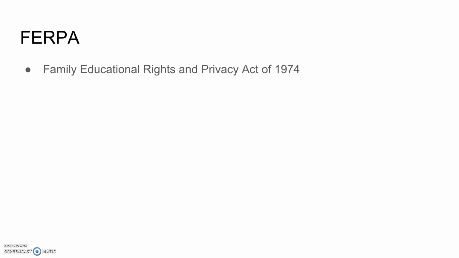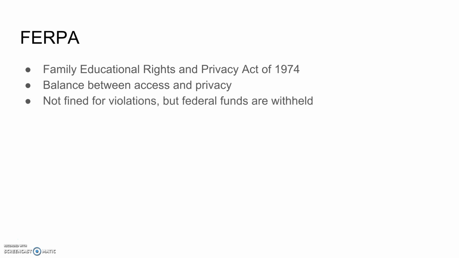The first law is FERPA, which is the Family Educational Rights and Privacy Act of 1974. This law covers educational records of children. It was created to find a balance between access and privacy, so that those with a need to access the records would be granted that right, and those without a need to access the records would be restricted so that the privacy of the student would be protected. If there are violations of FERPA, the district or the individual is not fined for those violations, but federal funds are withheld from the program that violated FERPA.